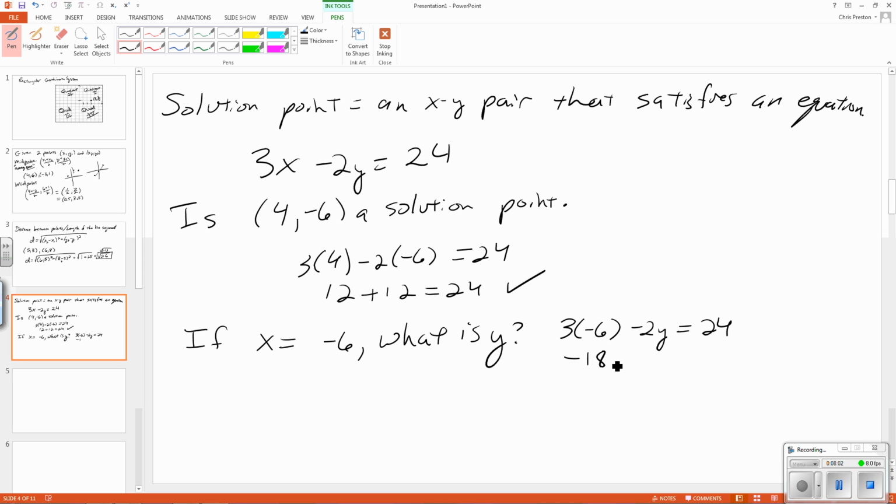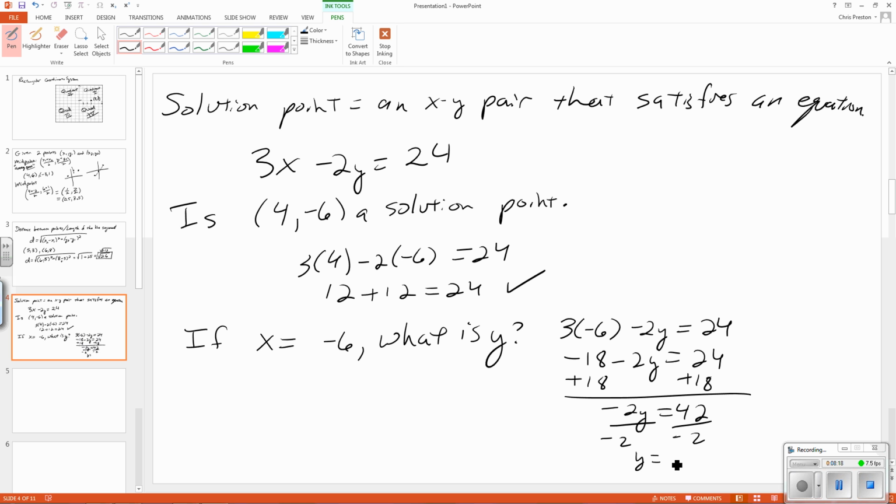So -18 minus 2y equals 24. Add 18. -2y equals 42. Divide by -2. And you get y equals -21. That means there is a point, (-6, -21), that satisfies that equation. This is another point that this graph goes through. And by doing that, you can figure out some points for it, and that will help you draw the picture.